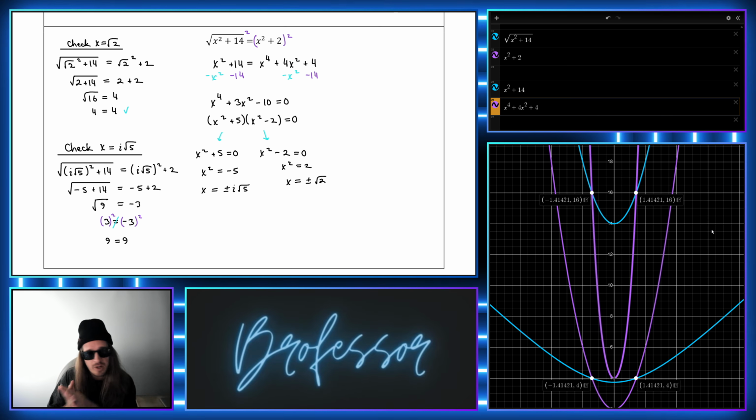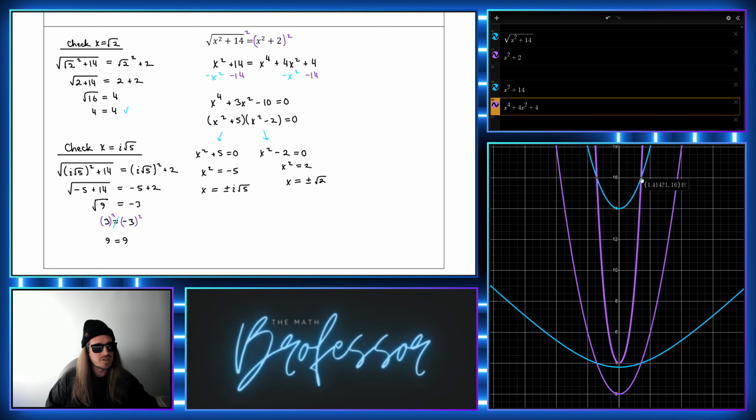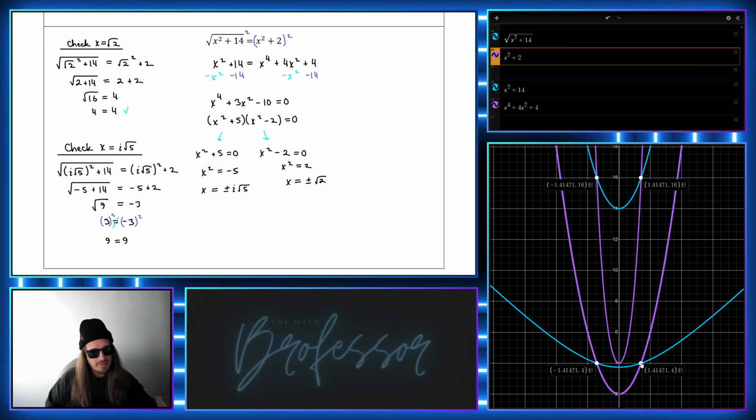Sometimes you will see those on a graph, but this last example we did not, because the two extraneous solutions were complex. But anyways, I hope you learned something from this.